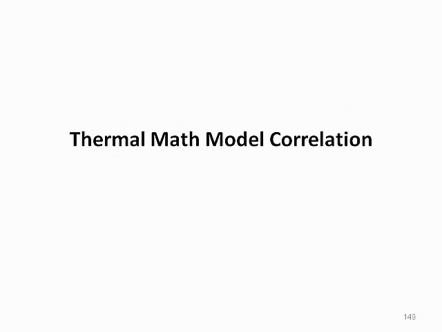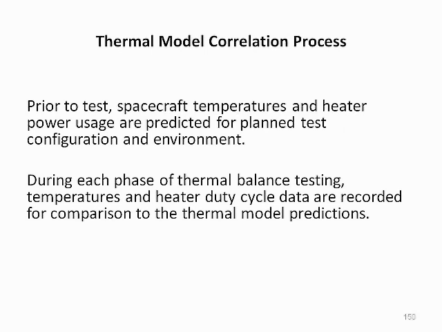Our final topic for Part 3 is thermal math model correlation. Thermal math models are correlated through a combination of analysis and gathering of test data. Prior to the test, spacecraft temperatures and heater power usage are predicted for the planned test configuration and environment. During each phase of the thermal balance test, spacecraft temperatures and spacecraft heater duty cycle data are recorded for comparison to thermal math model predictions.